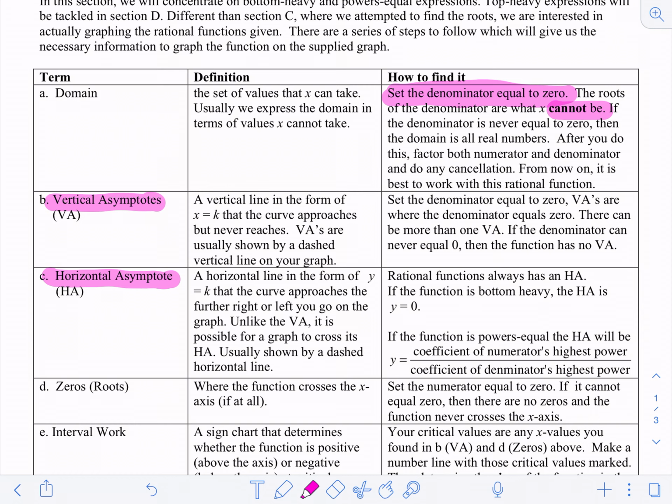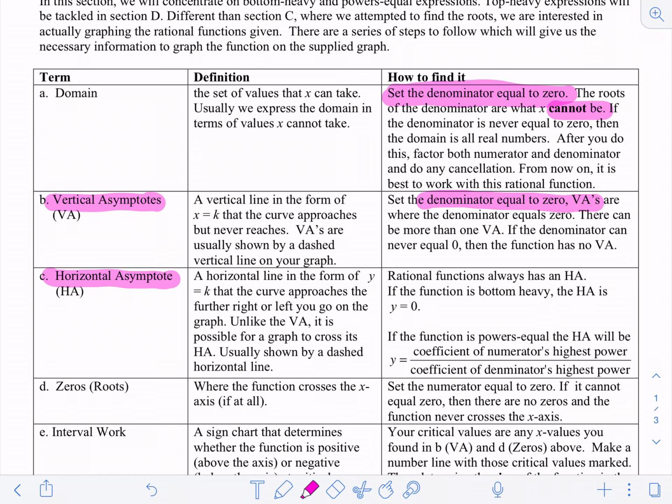So the vertical asymptotes are vertical lines, and these are lines in the graph that x cannot be. In the tangent and cotangent graphs, we saw this where the tangent was undefined. Same thing here. We're going to see our vertical asymptotes when we set our denominator equal to 0. These are going to be values where the denominator cannot be 0.